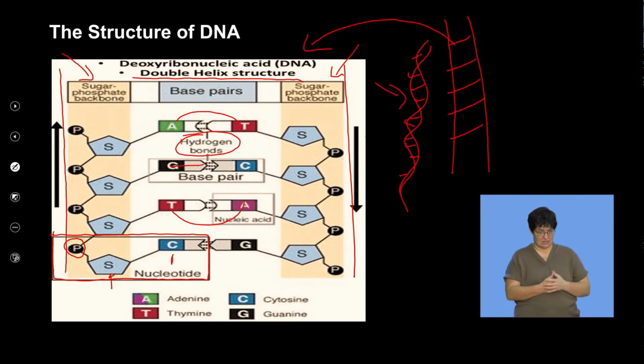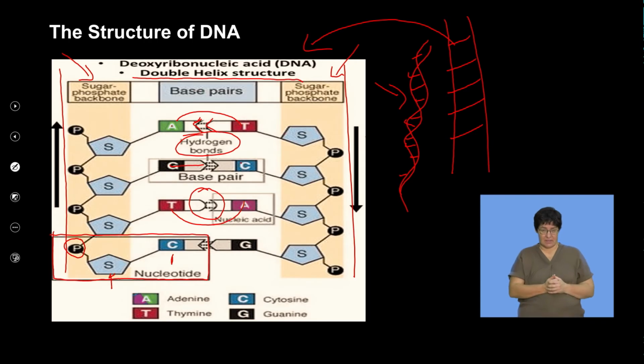What this model also represents is that there is a unique complementary shape between the adenine and the thymine, which allows only the adenine to fit in with the thymine and not with the cytosine, because these shapes do not complement each other. And so this is more a representation of the complementary shape between an adenine and a thymine.